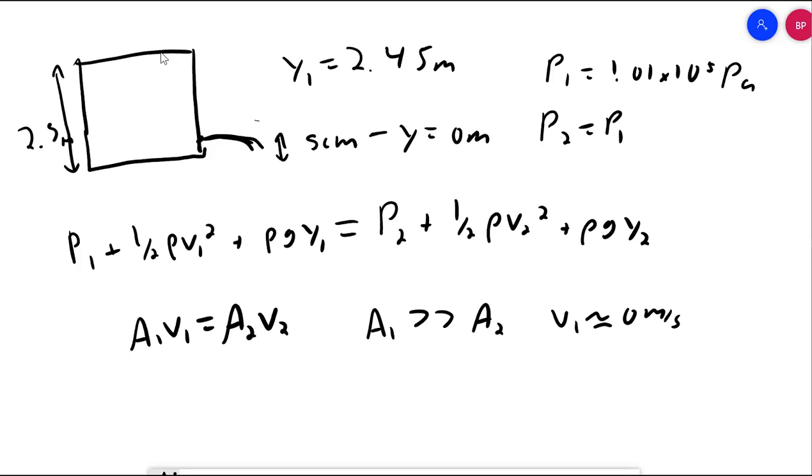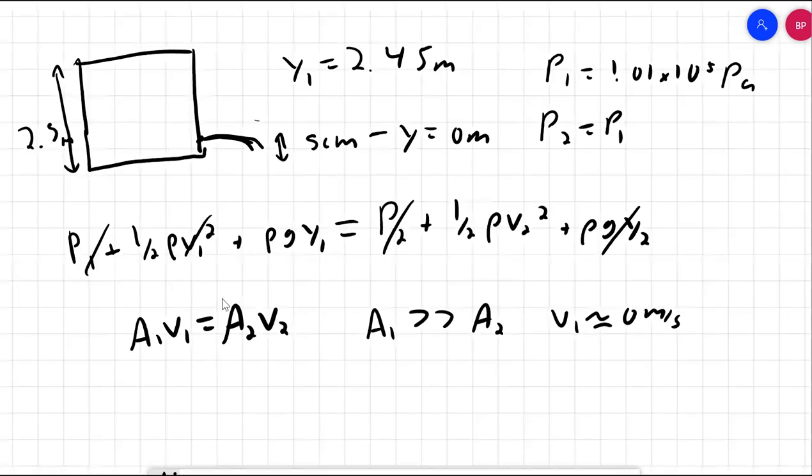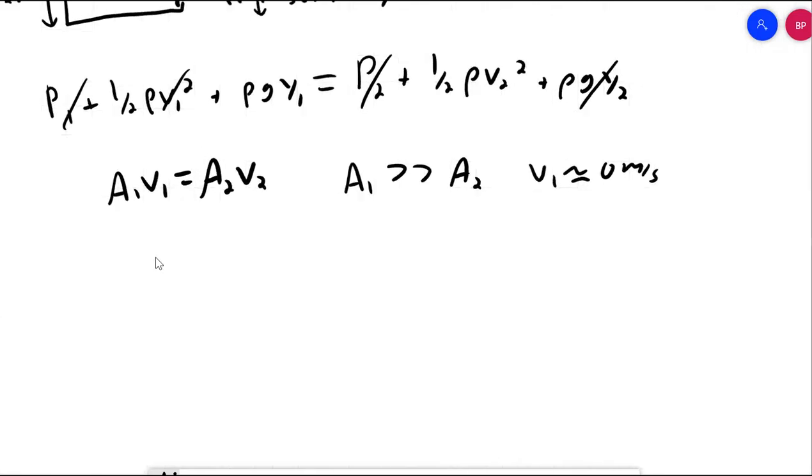Okay, so now we have drastically simplified our equation. This part can go away. This part goes away because it's the same as this. And this part goes away because that's where we set y equal to 0. So if we rewrite our equation then, we have our rho g y1 has to be equal to 1/2 rho v2 squared.